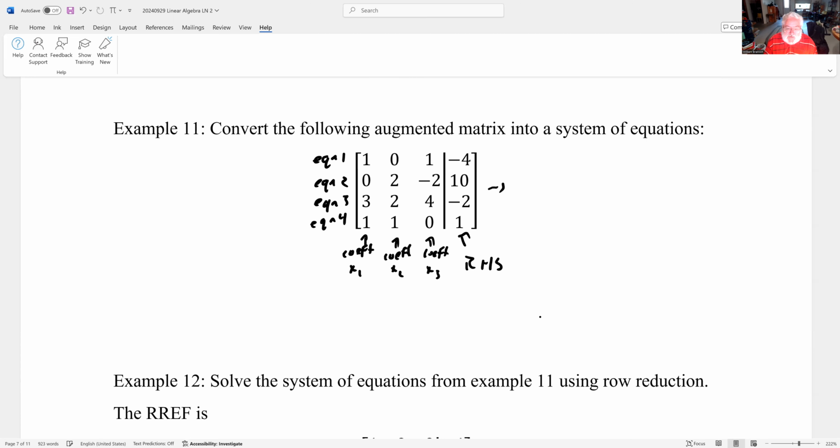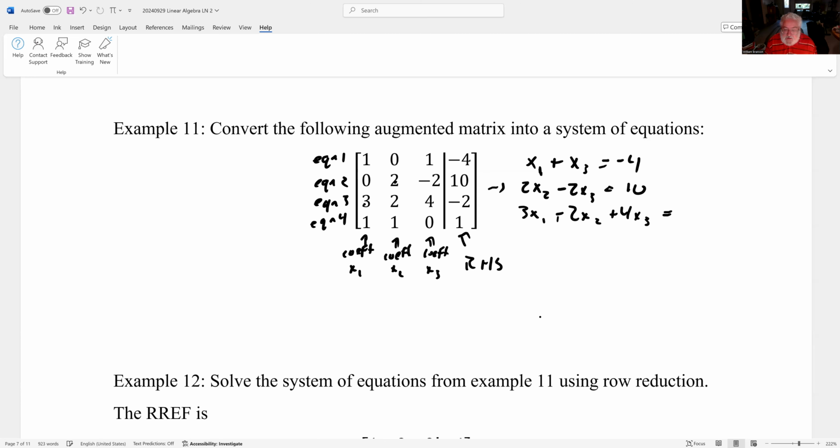So our first equation is x1 plus 0 x2, so we don't write that, plus x3 equals -4. 0 x1, don't write that, 2x2, minus 2x3 equals 10. And then we have 3x1 plus 2x2 plus 4x3 equals -2. And then finally, x1 plus x2 equals 1.